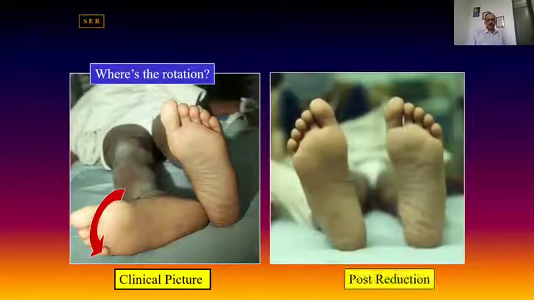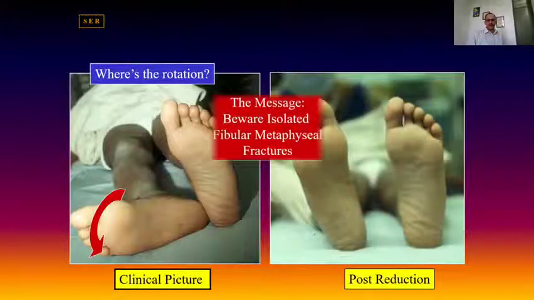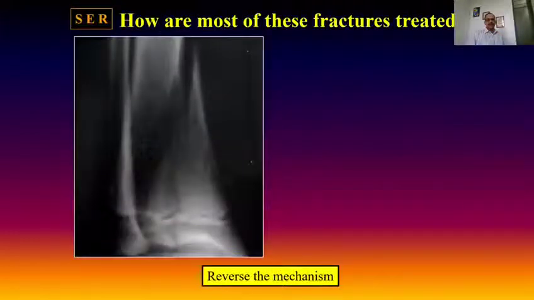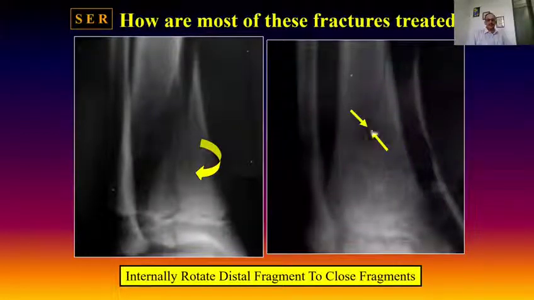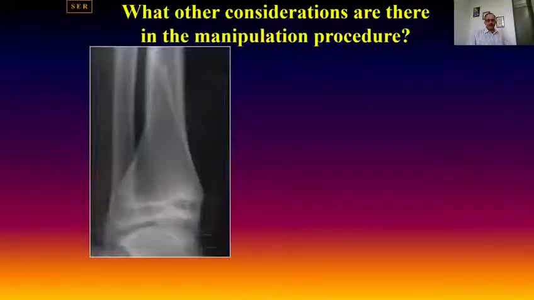Look at the clinical picture. If you see the clinical picture, you'll see that the leg is lying in external rotation, right? That will tell you that this is a supination external rotation injury. What do you do about this? Just correct the rotation, right? And everything closes. So reverse the mechanism, internally rotate the distal fragment to close the fragments, after which if it is unstable, you can put metaphyseal screws or just a cast.